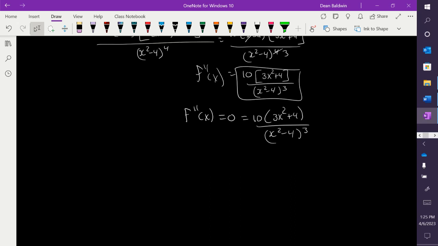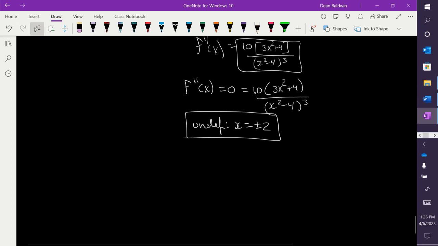But the definition is what makes it 0 or undefined. So for undefined, you have to look at the denominator. What makes this undefined? Plus or minus 2. So we go undefined at x is equal to plus minus 2. These are your PPOIs, your possible points of inflection.